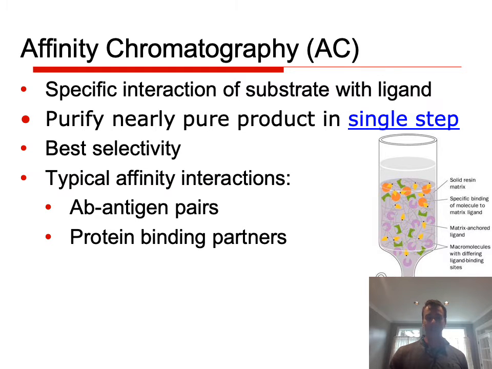Or you can use protein binding partners. So if you know a protein can bind to another protein, you can put one of those as bait on the column and capture the protein of interest. And then you can elute either with high salt or by lowering the pH or by adding some other ligand that competes with that interaction.